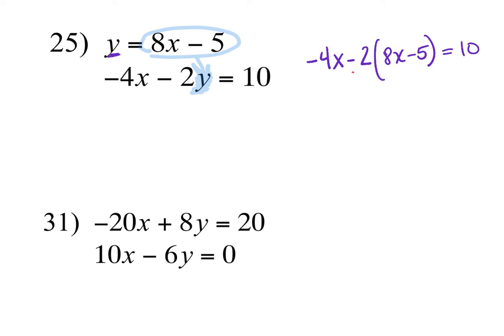So I'm going to distribute this -2 first. -4x, -2 times +8x is -16x. -2 times -5 is +10 equals 10.